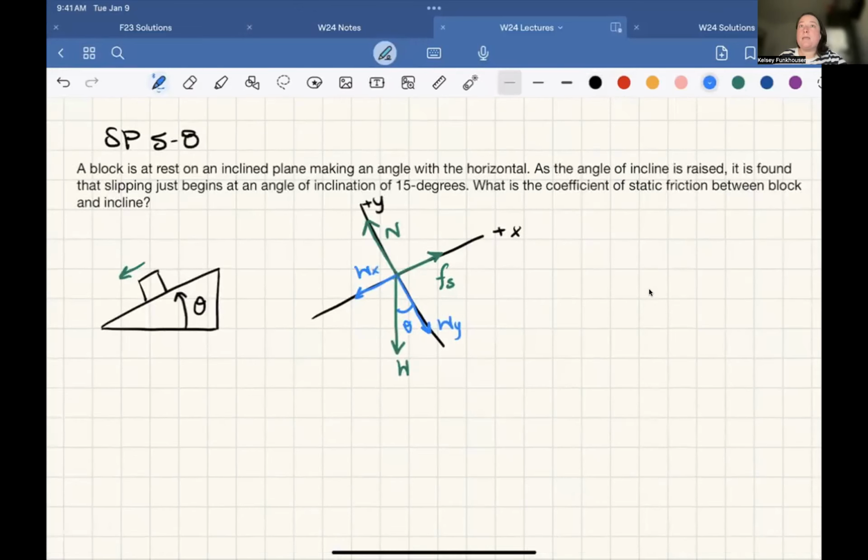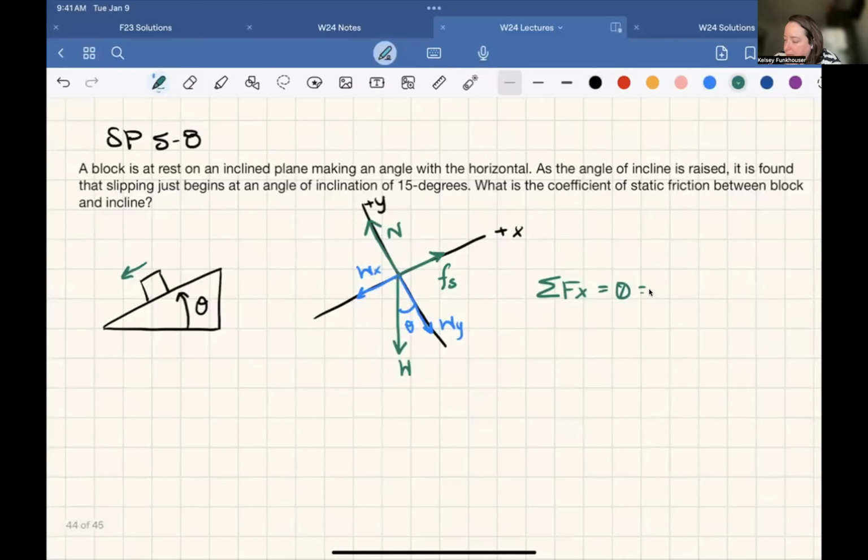Okay. And we're going to do our sum of forces equation. Sum of forces in x. And at this point, the object is not moving yet, so there's also no acceleration happening. So we can say that this is equal to 0. And then static friction is in the positive x, so it goes first, and then we subtract the x component of the weight from it. And then in y, also 0, and that is the normal force minus the y component of the weight.